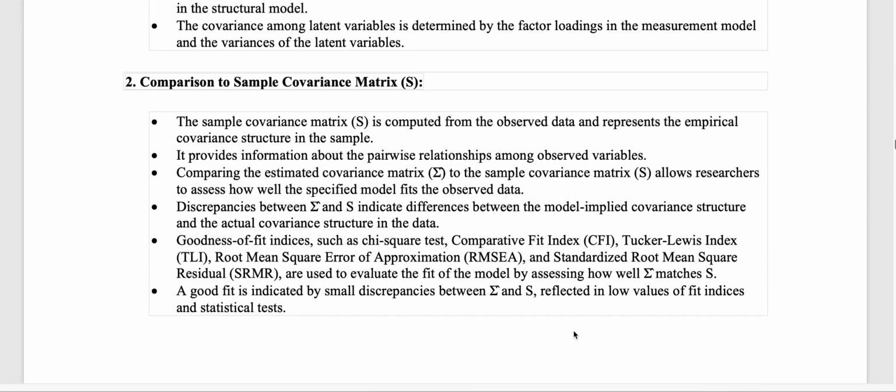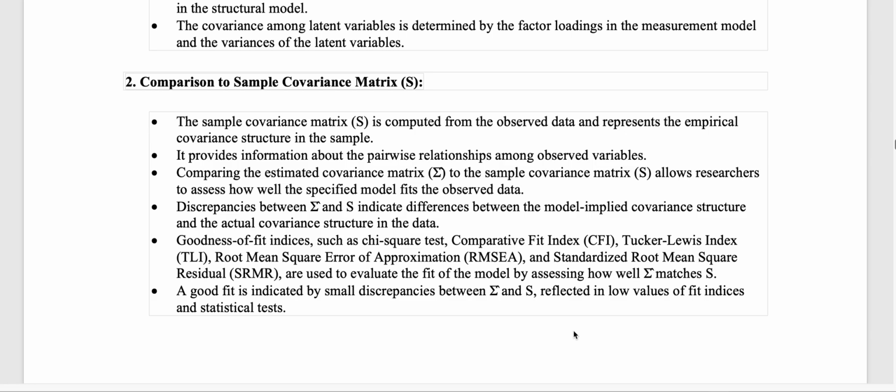Comparison to the sample covariance matrix. The sample covariance matrix is computed from the observed data and represents the empirical covariance structure in the sample. It provides information about the pairwise relationships among the observed variables. Comparing the estimated covariance matrix, that is sigma, to the sample covariance matrix allows researchers to assess how well the specified model fits the observed data.